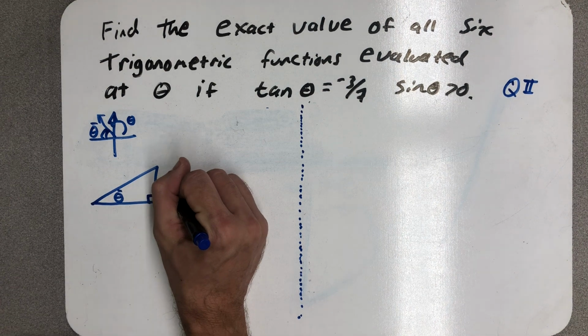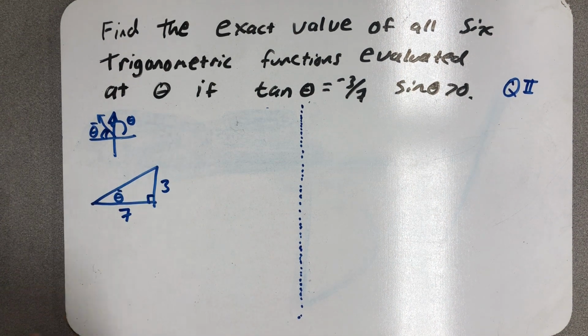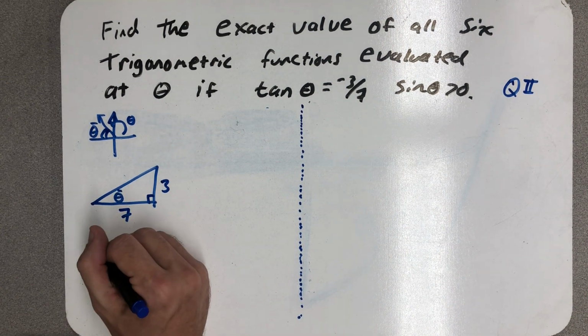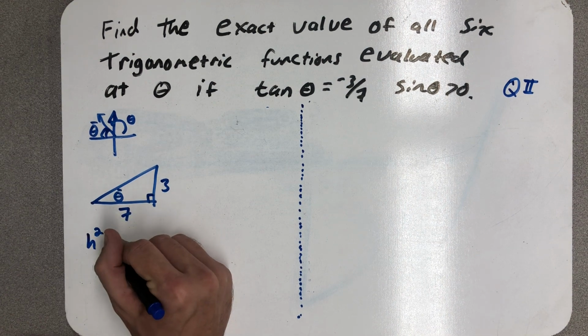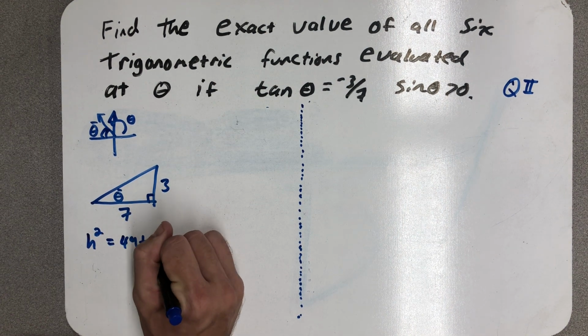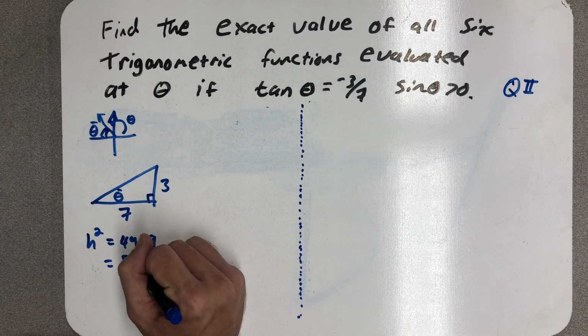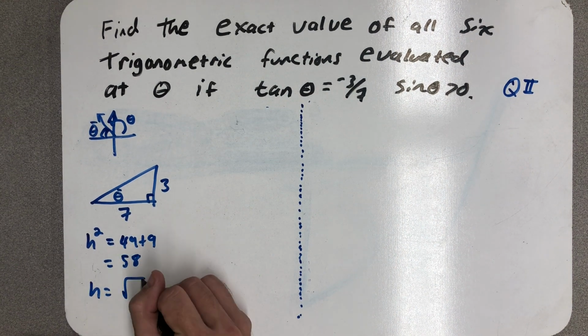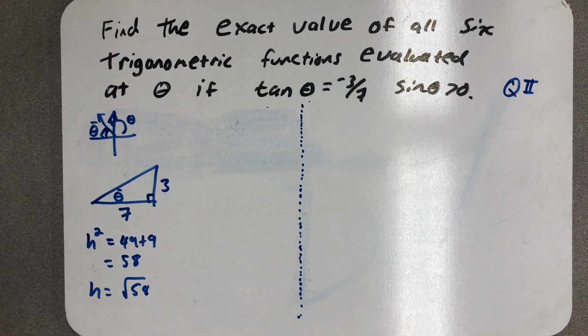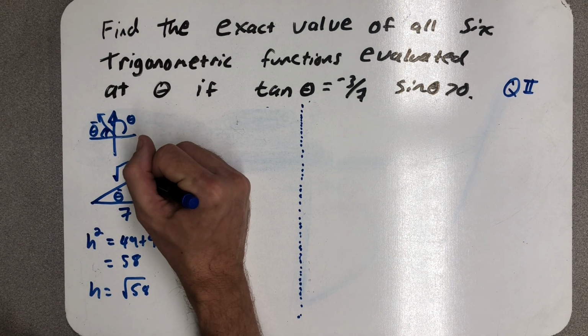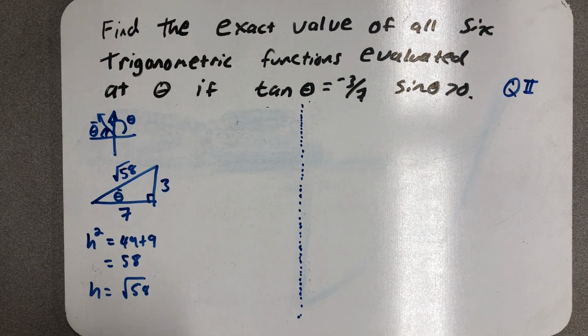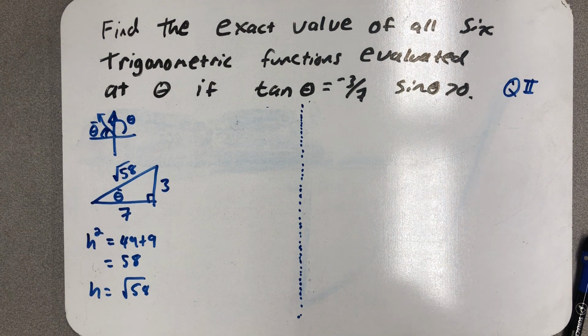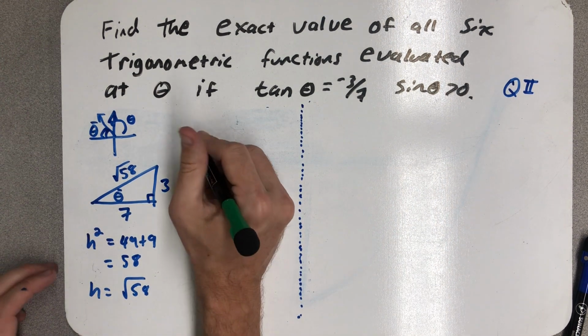So tangent is opposite over adjacent, and now I can find that missing side, the hypotenuse. So the hypotenuse squared is equal to 49 plus 9, which is 58. And now h has to be the square root of 58. Well, if I think about 58, if I try to divide that by 2, I'm going to get 29. So there's no perfect square to take out from under the radical. So that's the best I can do. And now I'm ready to find the exact value of all 6 trigonometric functions evaluated at the angle theta.